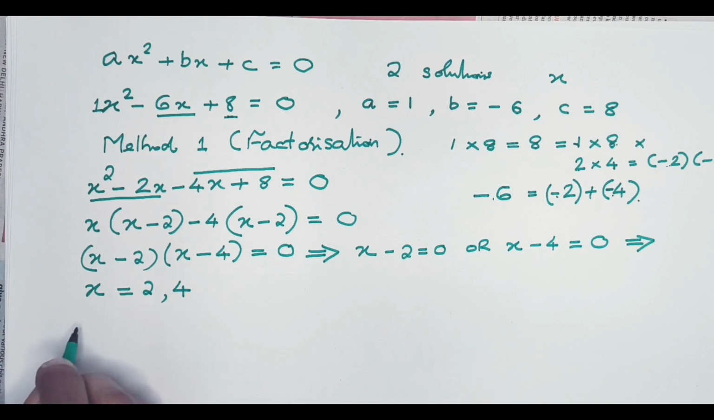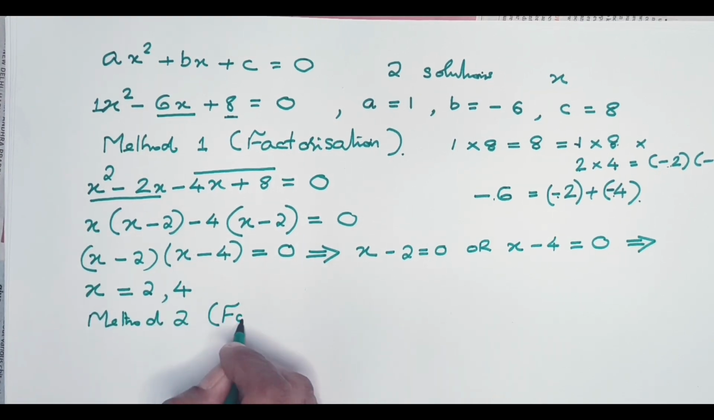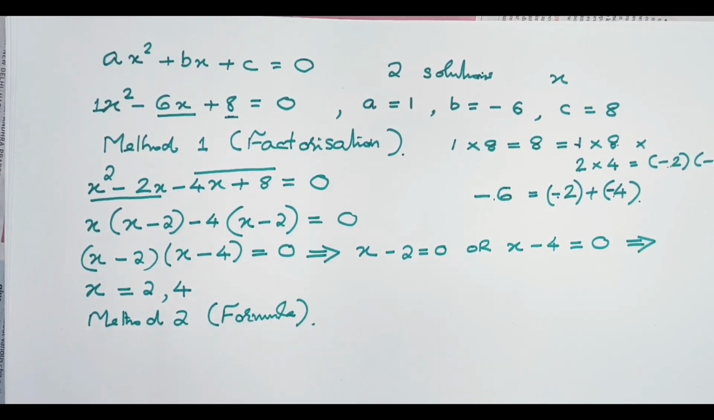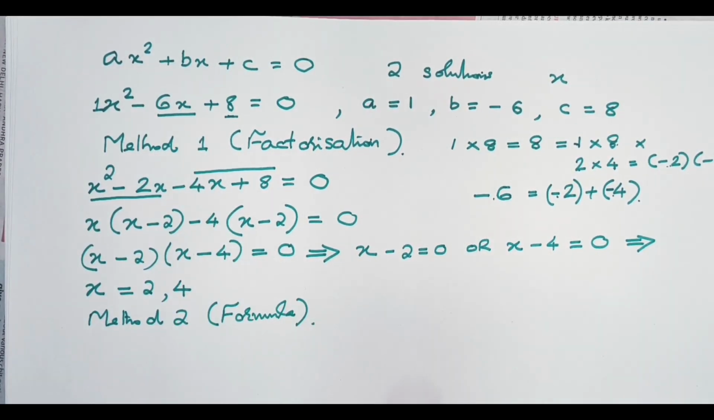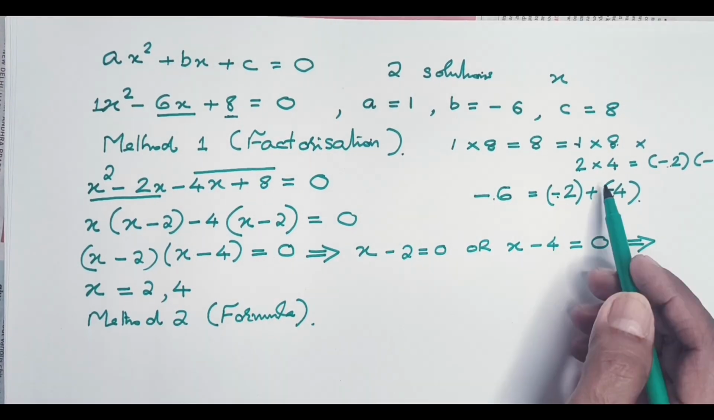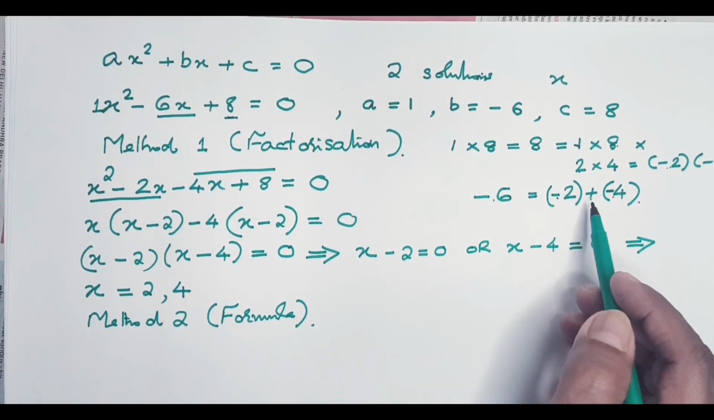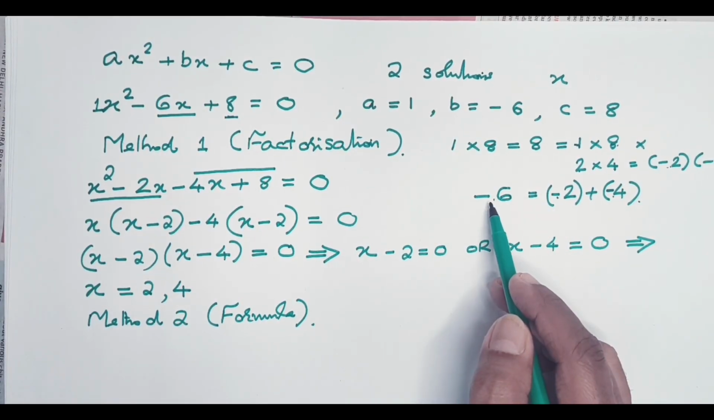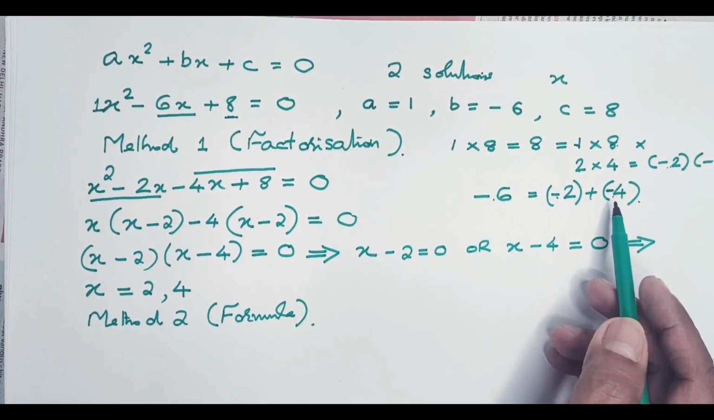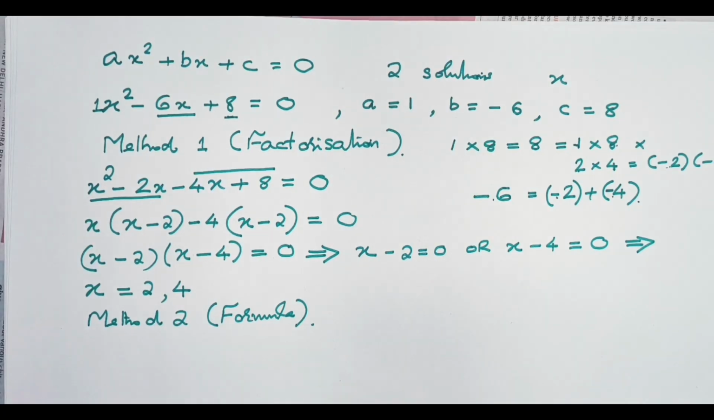Now let me look at the second method. That's called the formula method. See, there are certain quadratic equations in which these coefficients a, b, c will be pretty huge numbers, big numbers. So it may not be that easy to split the middle term like this. Can you see that? Here we have split up minus 6 into minus 2 and minus 4, which may not be that easy.